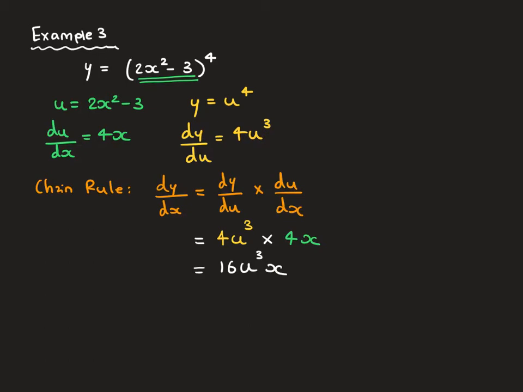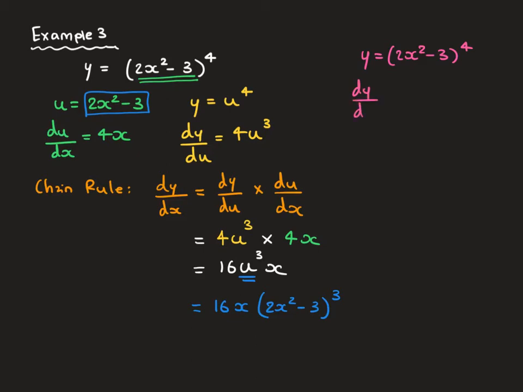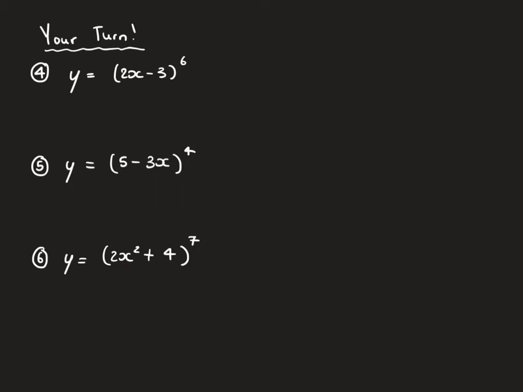Now, we want to replace u with what u is in terms of x, so we're going to write this as 16x, and then in place of u, 2x squared minus 3 all to the power of 3. So an interesting one, the original function is this, and its derivative is this. So there's a bit more to this. It's not just about multiplying by the power and reducing the power by 1. There's something else going on as well. Can you spot it?